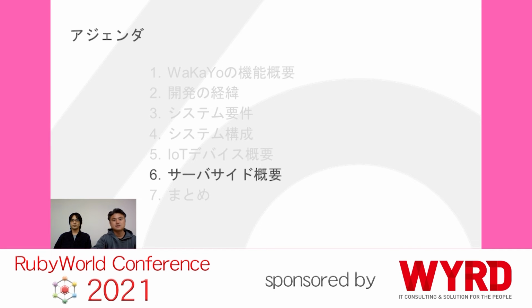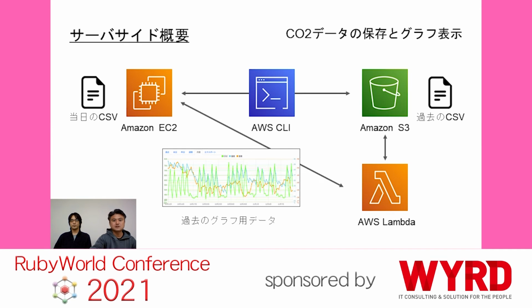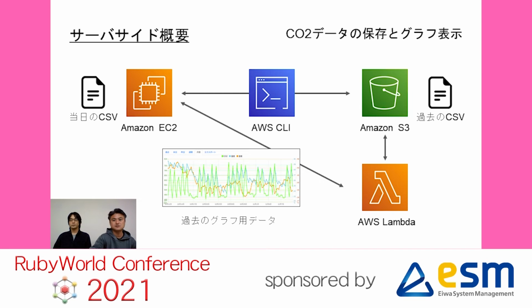I would like to explain the server side. Now, CO2 data come from the IoT device, and we expected a huge amount of data. Therefore, Amazon EC2 was selected. The one day's data is put on the EC2, and then sent through the AWS CLI, and therefore it is divided between sensors and put into Amazon S3. Therefore, we were able to handle a huge amount of data.